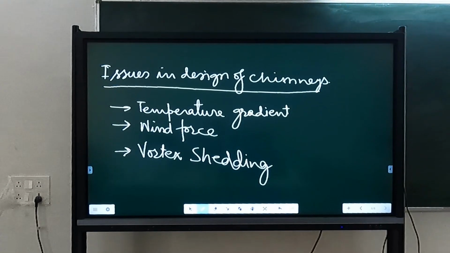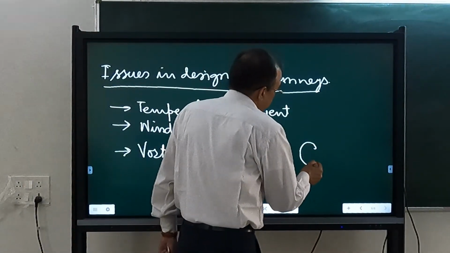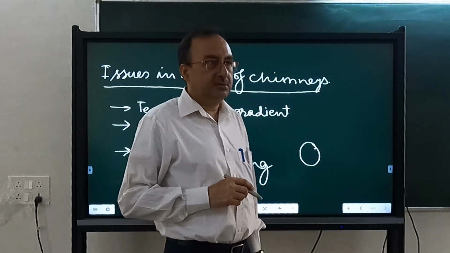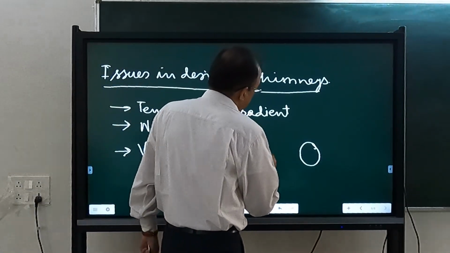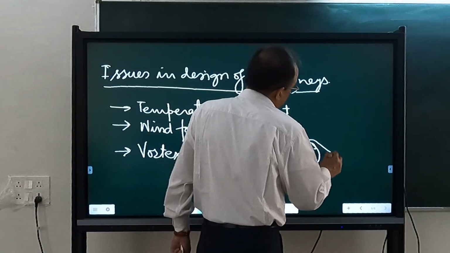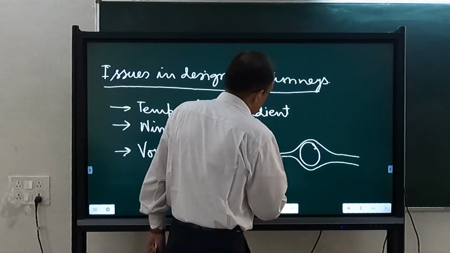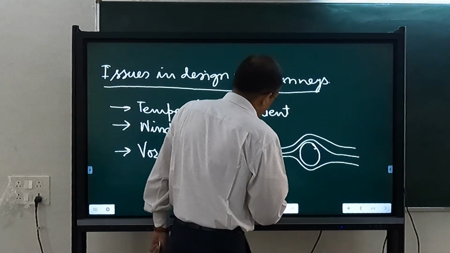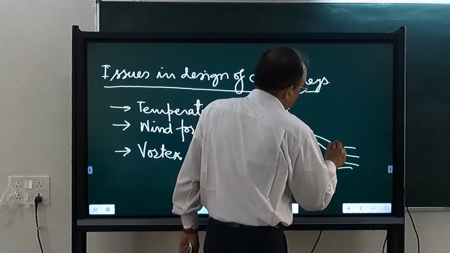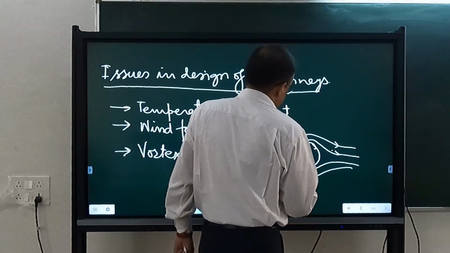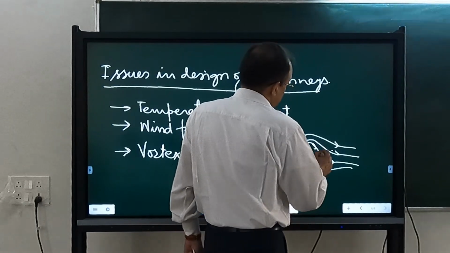Vortex बनता है, why? So when you have a circular blunt object, and fluid is flowing, whether it is water or wind, there is a separation around it. These are the streamlines along which the fluid flow is taking place.